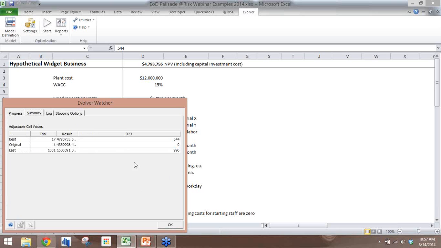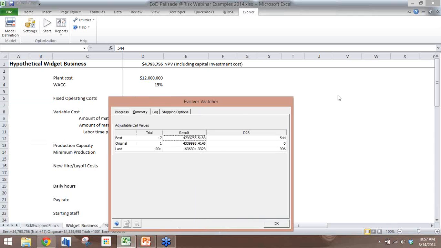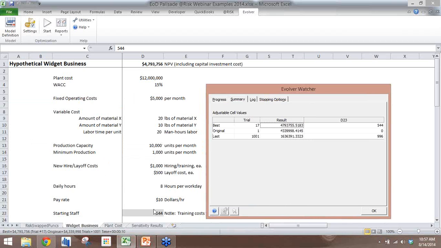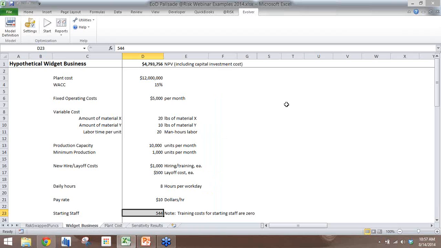So Evolver did it as it's supposed to. It started with a value of 1 in my first simulation. It then looked at all these different possibilities between 0 and 1,000, and it found that trial 17, using a starting staff value of 544, produced the optimal output. In this case, that result is $4.8 million, which improves me from my $4.3 million. What Evolver has also done is then left this 544 in that cell D23 for my starting staff parameter.